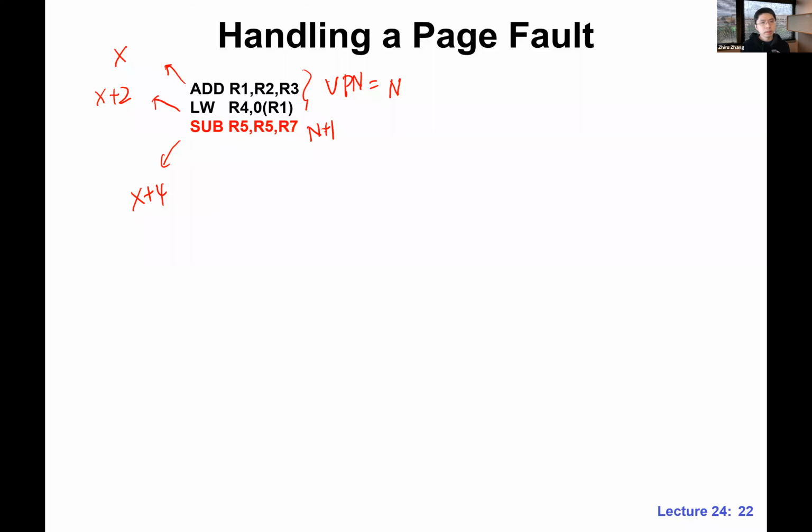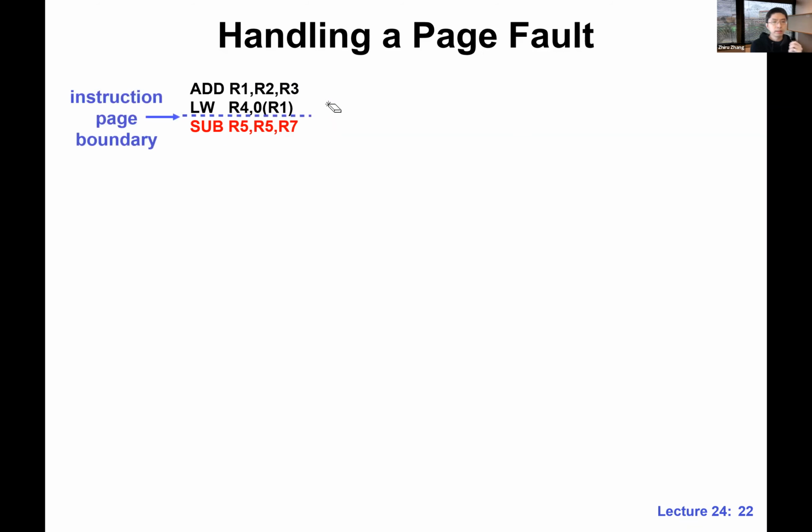Because add and load did not trigger a page fault, that means the corresponding physical page is already loaded in the main memory. But the sub instruction must start a new page, which means that we are actually looking at a page boundary between the load and sub. Is it clear? Okay, this is somewhat interesting.